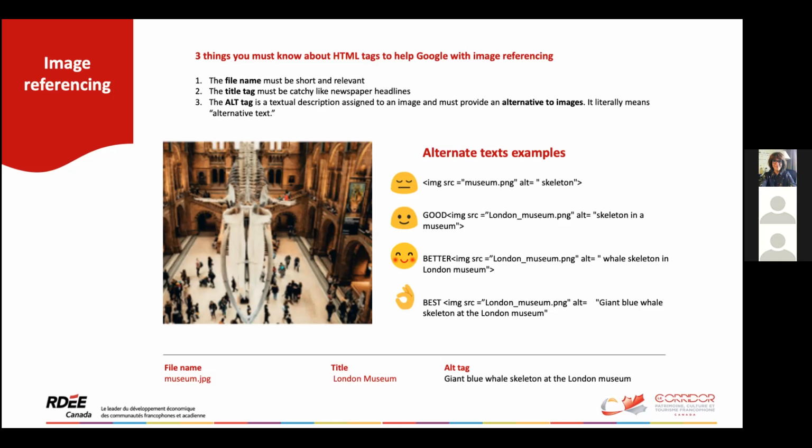After that, you want to add a title tag, and most websites will allow you to do that in the back end. I think that you can name your file, a title tag and the alt tag. Your title tag must be catchy, something like a newspaper headline, but still short. For the alternate tag, you want a textual description assigned to an image. And the interesting thing about the alternate tag is that for visually impaired people, that's how they can know what the image is. So it gives you more keywords.